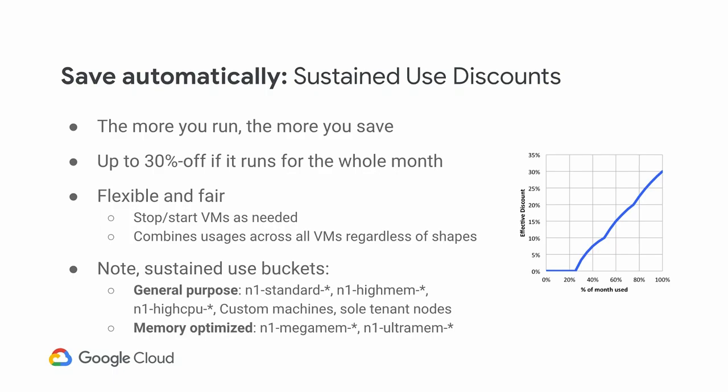A little bit of complexity that I want to add, which has been recently added, is that we do split sustained use discount into 2 buckets today. We have something called the general purpose bucket and the memory optimized bucket. General purpose VMs are the N1 standard, the N1 highmem, and the N1 highcpu, as well as custom machine types and sole tenant nodes. And memory optimized are the memory optimized VMs, so these are N1 megamem and N1 ultramem. What I mean by separate buckets is that when I was saying that you could change VM shapes, if you were to change between a general purpose VM and a memory optimized VM, the sustained use discounts don't stack. These are two different pools or usage graphs that we look at to optimize in terms of cost.